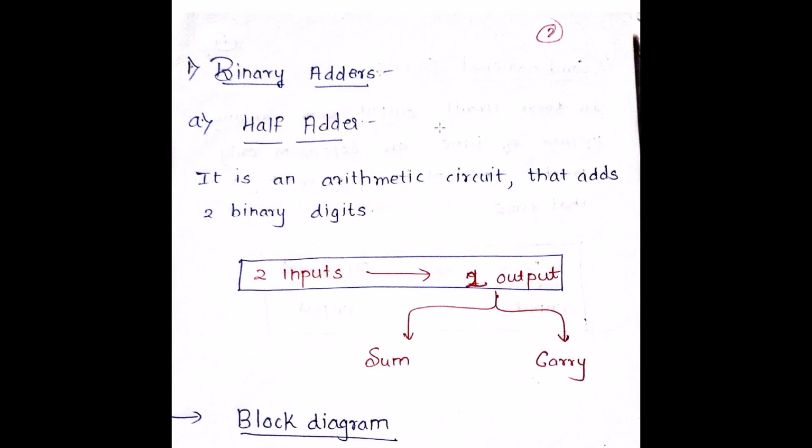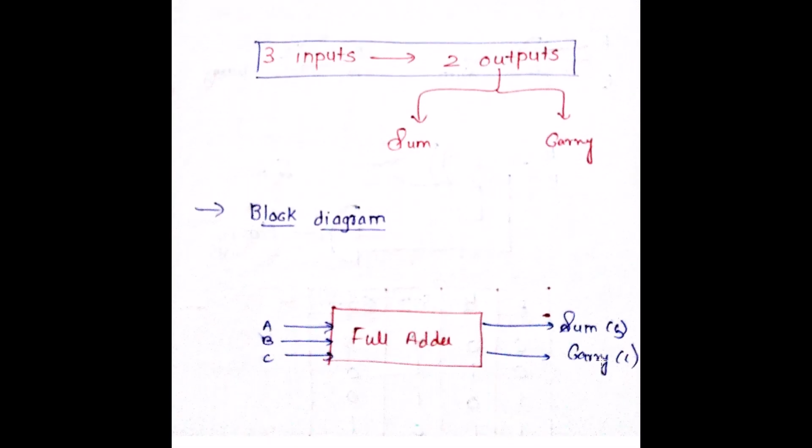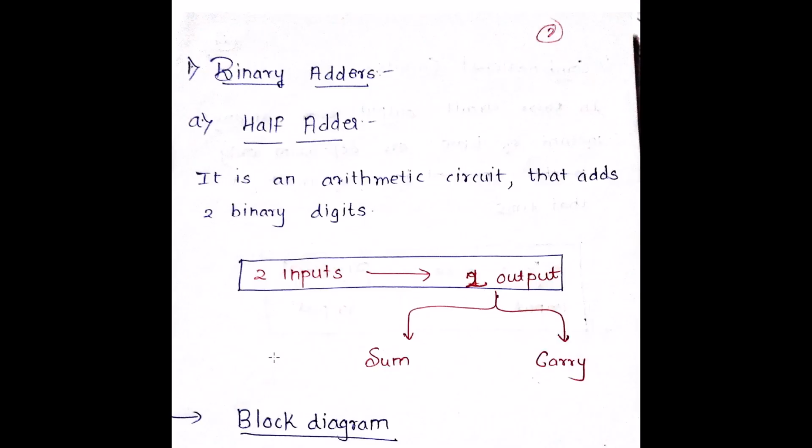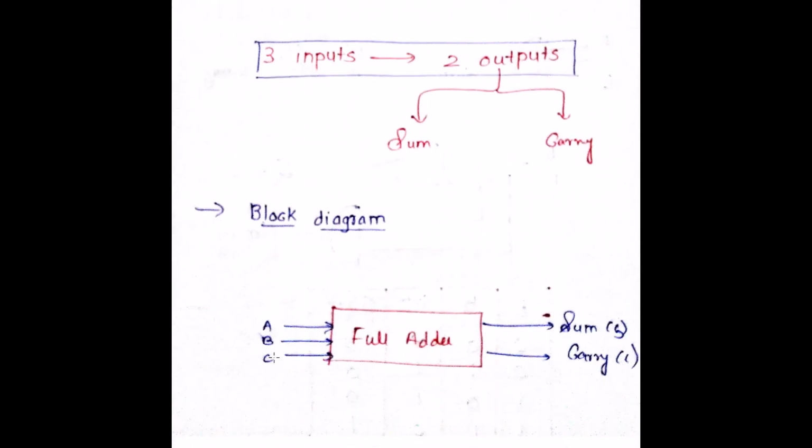In case of my half adder, I had two inputs, whereas in case of my full adder, I have three inputs and two outputs. The two outputs indicate the sum and the carry both. So the outputs remain the same, the sum and the carry, but instead of 2 inputs, here you will have 3 inputs. The block diagram will have A, B, C as inputs. In case of half adder, we had only 2 inputs, but here we have 3 inputs and the outputs are the same, sum and carry.